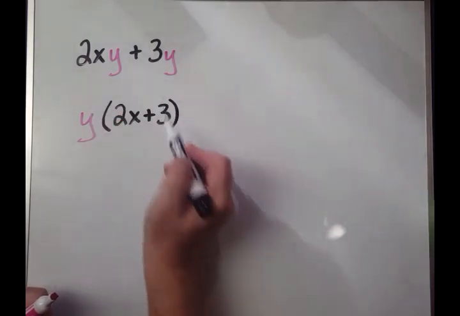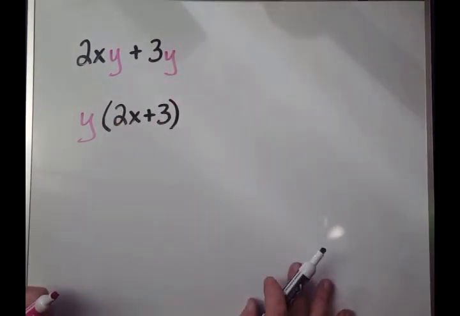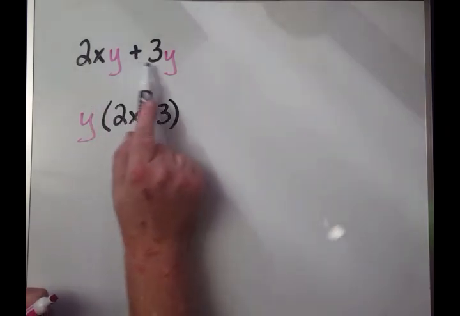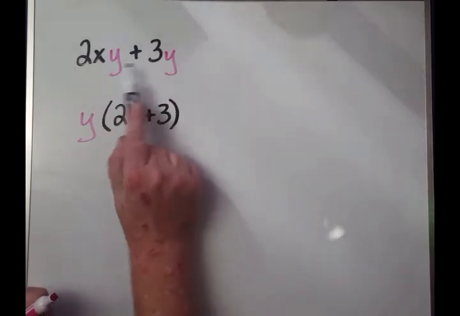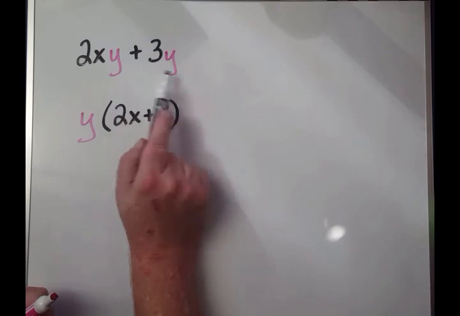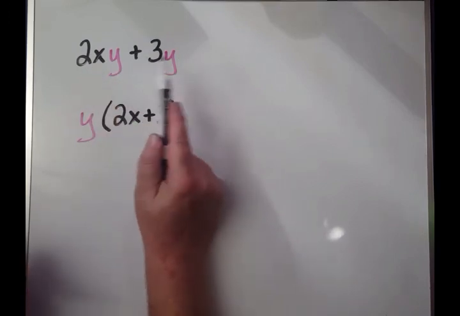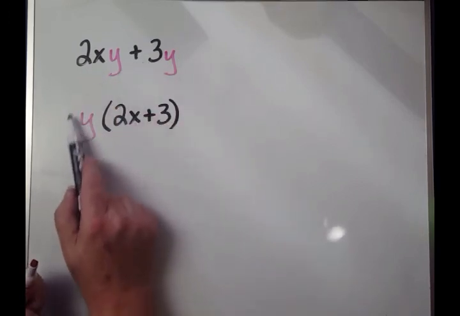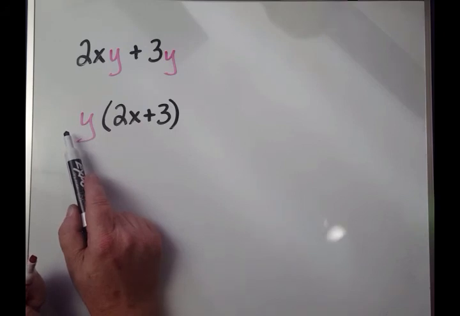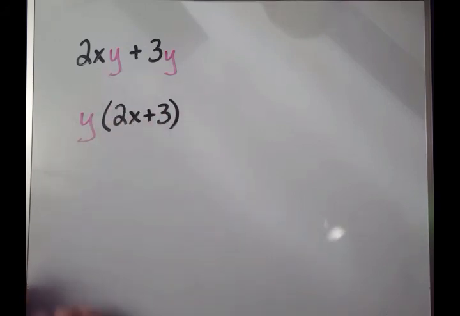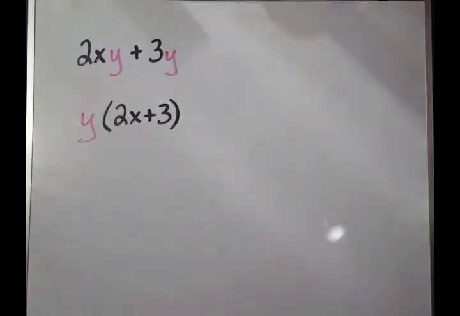Not sure? Distribute the y back in. It returns me to the previous step. What was the greatest common factor between these 2 terms? The only thing that they share in common is that y. 2 and 3, greatest common factor is 1, and you can't see a 1 if you pull it out. The only thing they had in common other than 1 was a factor of y.